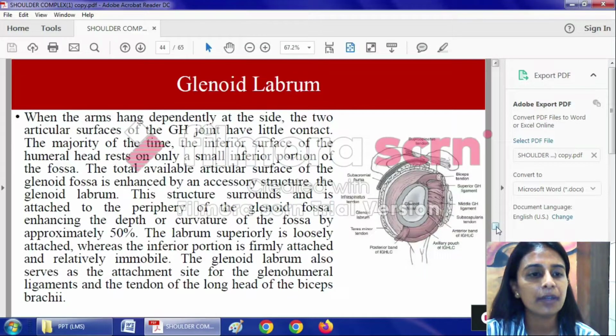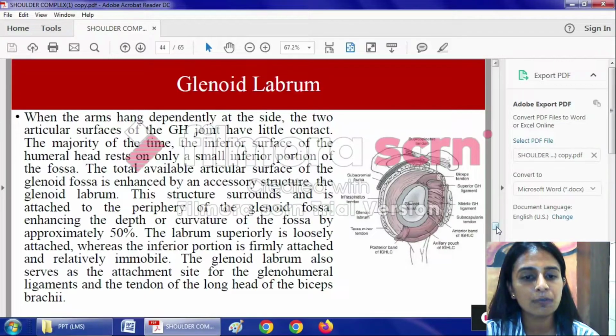Now, glenoid labrum. When the arm hangs dependently at the side, the two articular surfaces of the glenoid joint have little contact. The majority of the time, the inferior surface of the humeral head rests on only a small inferior portion of the fossa. The total available articular surface of the glenoid fossa is enhanced by an accessory structure, the glenoid labrum. The structure surrounds and is attached to the periphery of the glenoid fossa, enhancing the depth of the curvature of the fossa by approximately 50%.